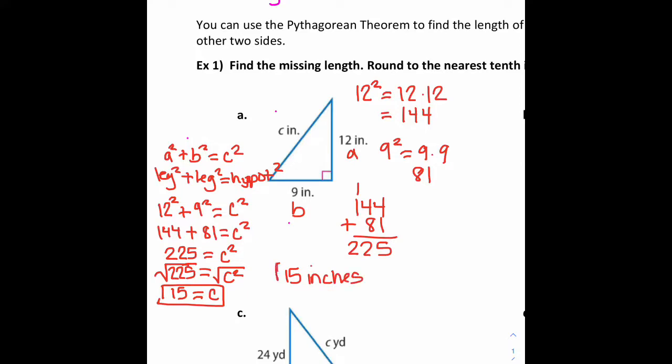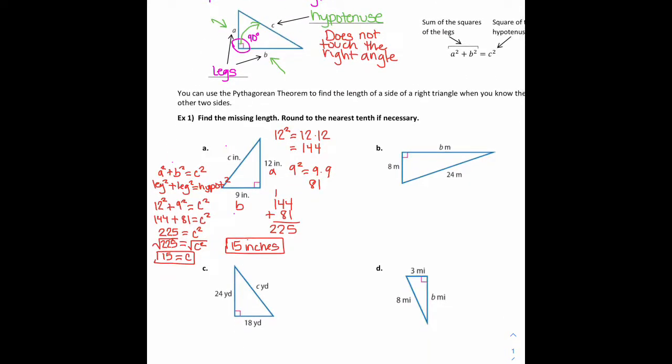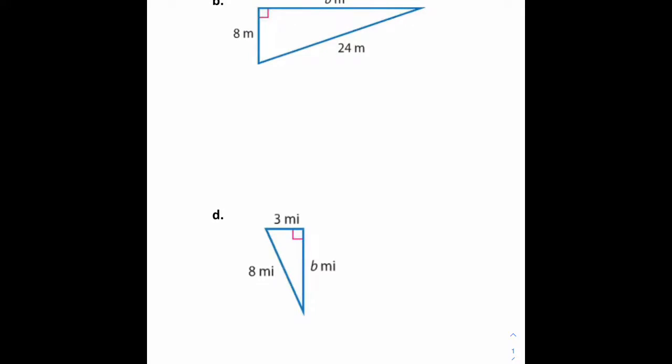Okay, let's try another problem. Let's try D. We've got another triangle. It is a right angle. It has the box in the corner right here. Now the two sides that make up the right angle are your legs. So you can let either one of them be A and then the other one be B. So let's say this is A and this is B. The hypotenuse is the longest length of the right triangle, which is across from the 90-degree angle. It's also the side that does not touch the 90-degree angle. So this is C, the hypotenuse.